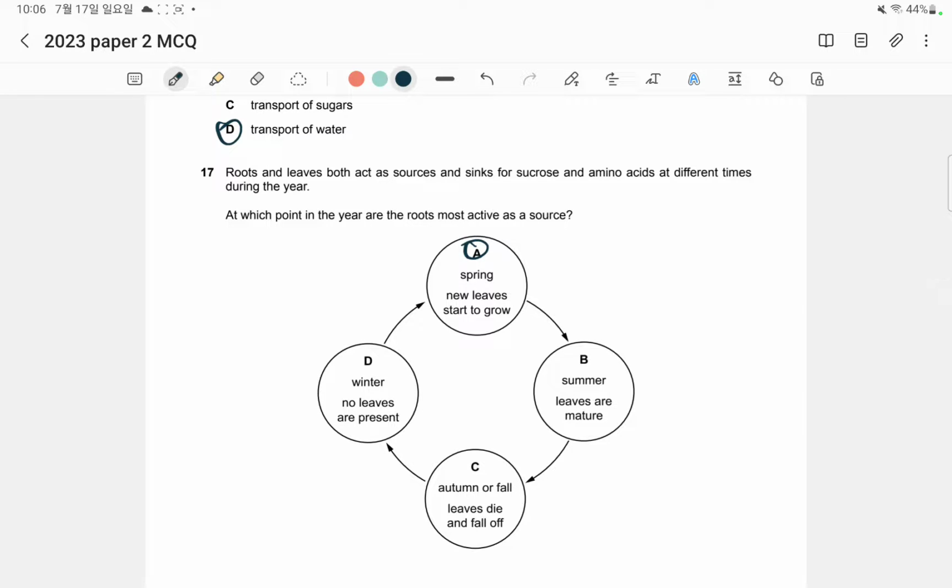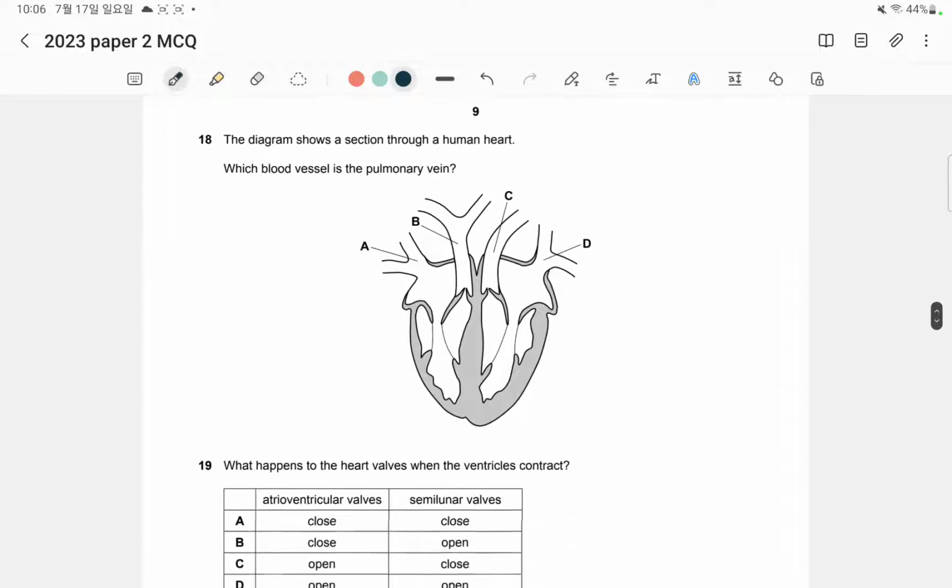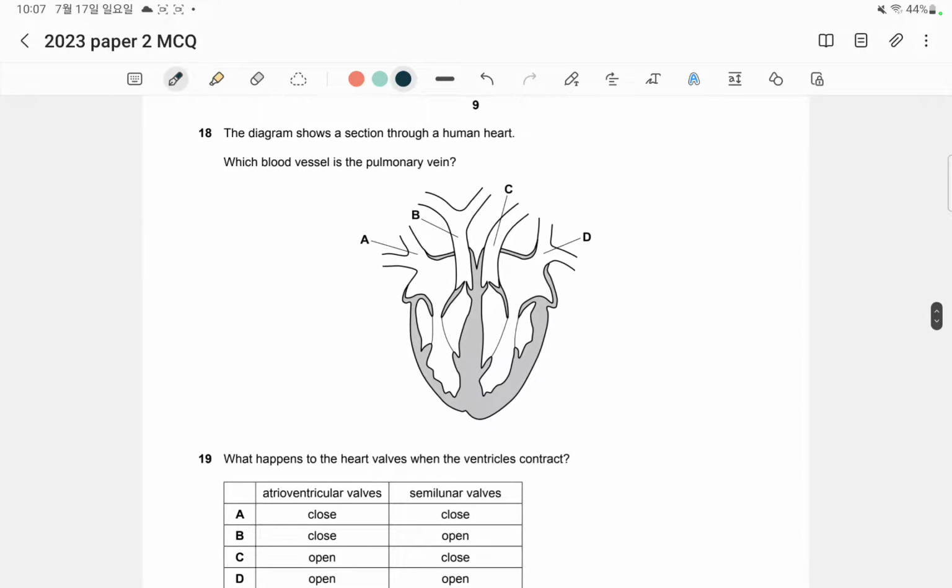because during summer, when leaves are mature, they photosynthesize and they act as sources, and they send sucrose and amino acids to the roots to store them. And now when they need sucrose and nutrients to grow new leaves, they will use up the stored up sucrose in order to grow the new leaves. So that's why the answer is A.